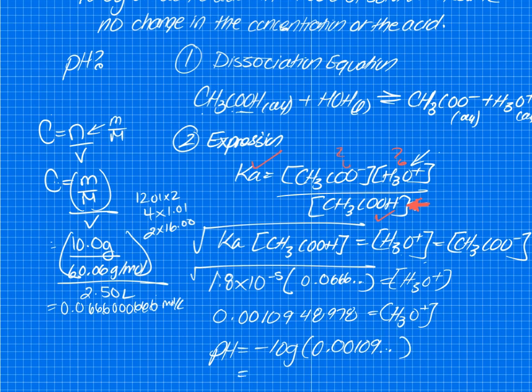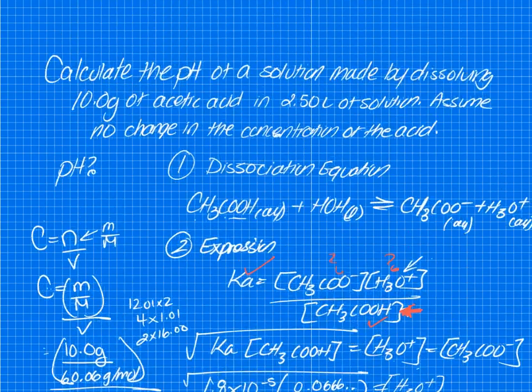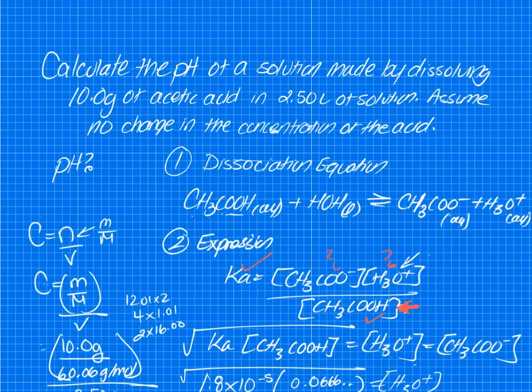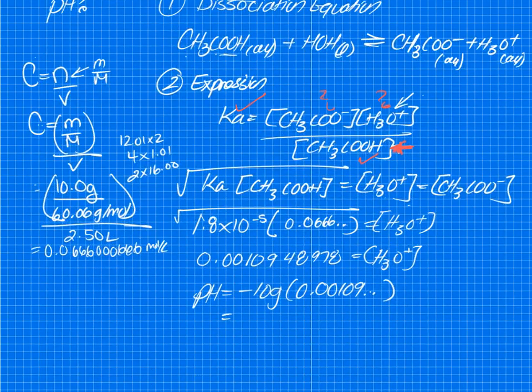So negative log of 0.00109. And how many sig figs do I want to have? I gotta go back and look. Looks like 3, right? Because there's 3 here, there's 3 there, so 3. Okay, so it should be 2.962573502 is what my calculator reads. So we're going to write 2.963 is my pH. So it looks like that.